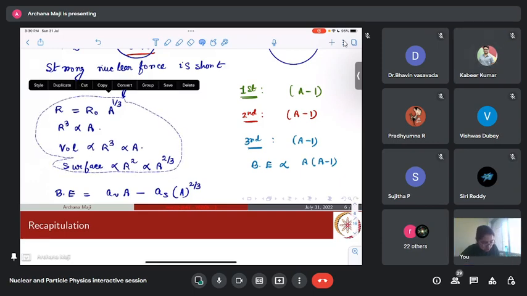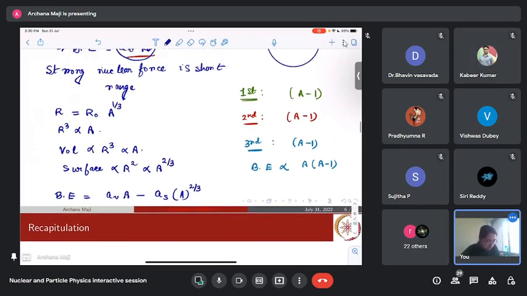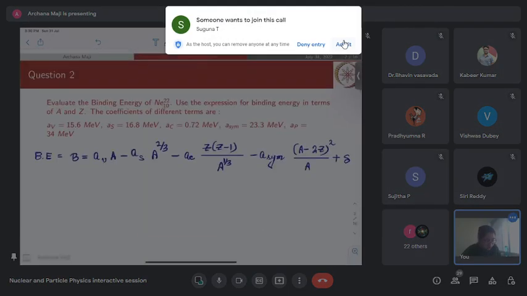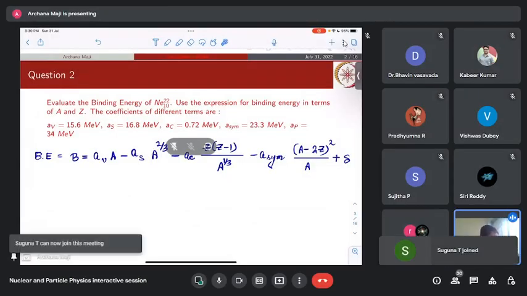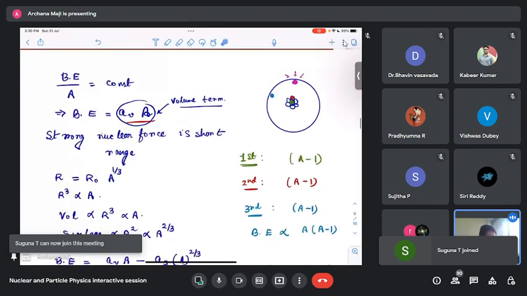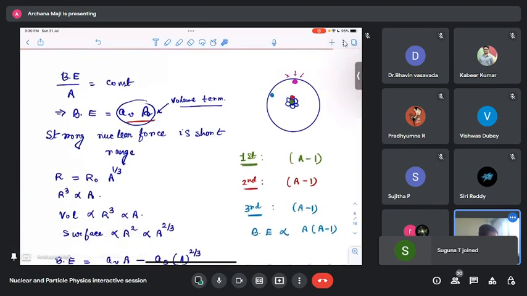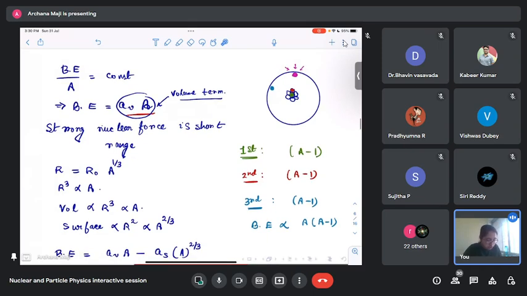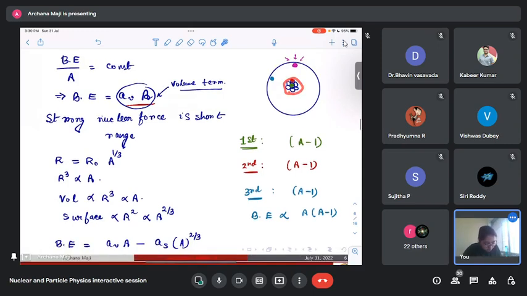Yes, ma'am. Okay, so no doubt on this. Now there is one more term. The third term is due to the Coulomb interaction. So right now we are talking about the nucleus, and the nucleus has a lot of charges, or say protons on it. So we also have to consider the Coulomb repulsion due to those charges, the protons.